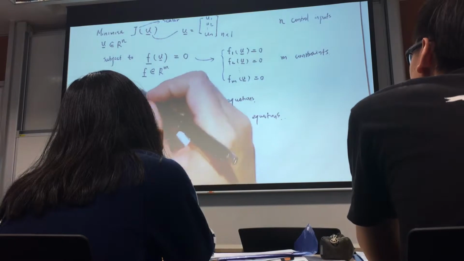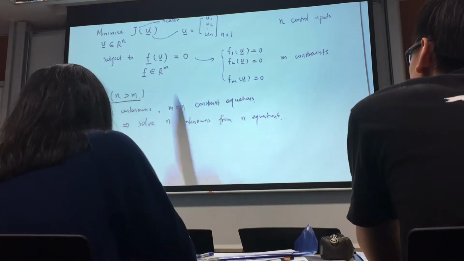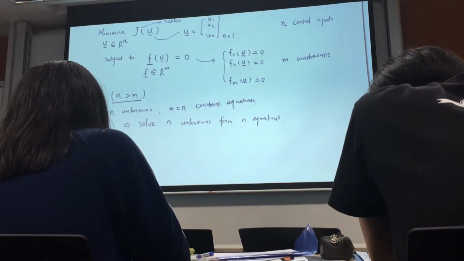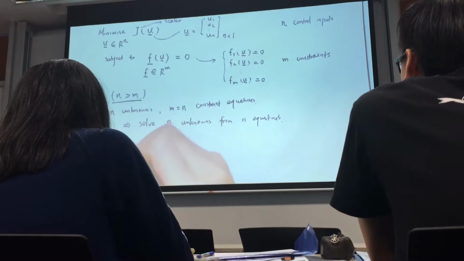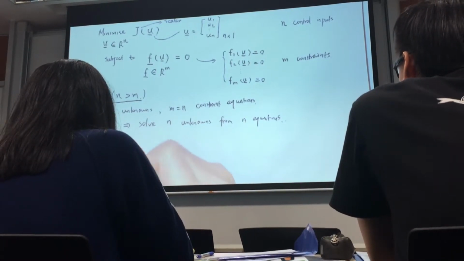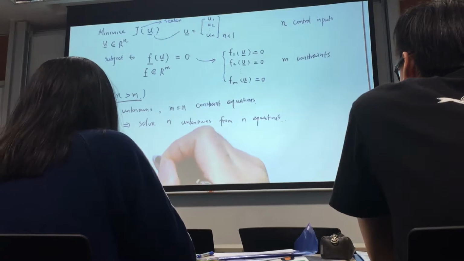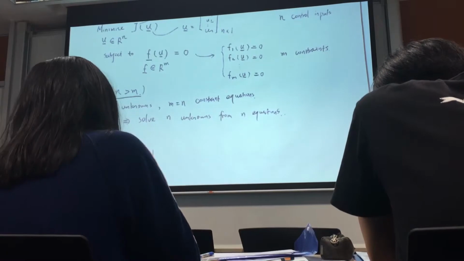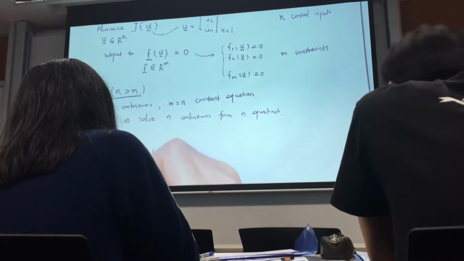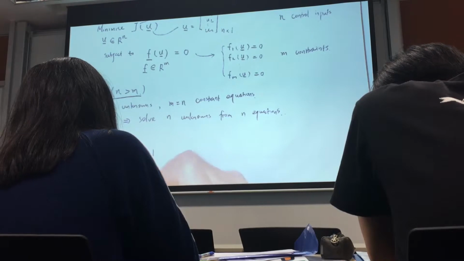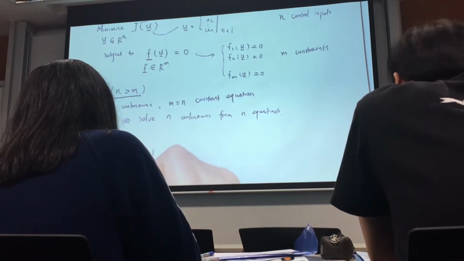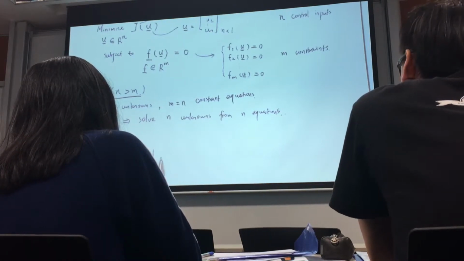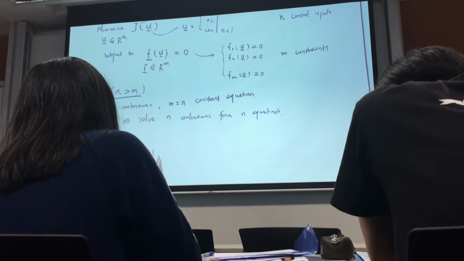So generally we are required to define this. For example, if we have n equal to 2, we may only have m equal to 0 or 1. If m equal to 0, it is unconstrained, so this becomes an unconstrained problem. For m equal to 1, it will be a constrained problem with equality constraints.